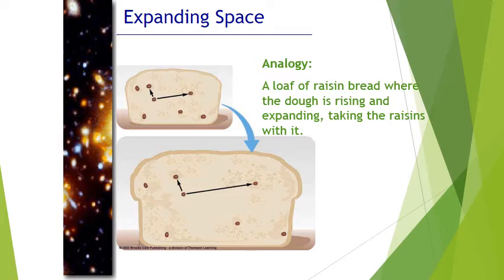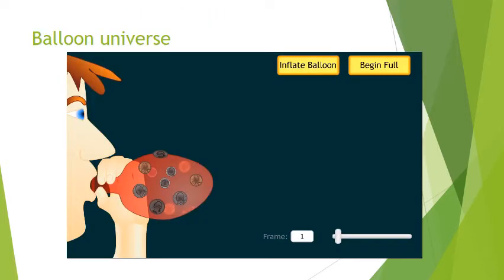Now, why the space between galaxies increases is not readily explainable, but the expansion of space between galaxies is consistent with the observations behind Hubble's law. So it's not that the raisins are moving through space away from our galaxy. The raisins are essentially being carried along by the expansion of the bread, and the same thing is happening in the universe. It's not that the galaxies are moving through space, but rather they are being carried along by the expansion of space itself.